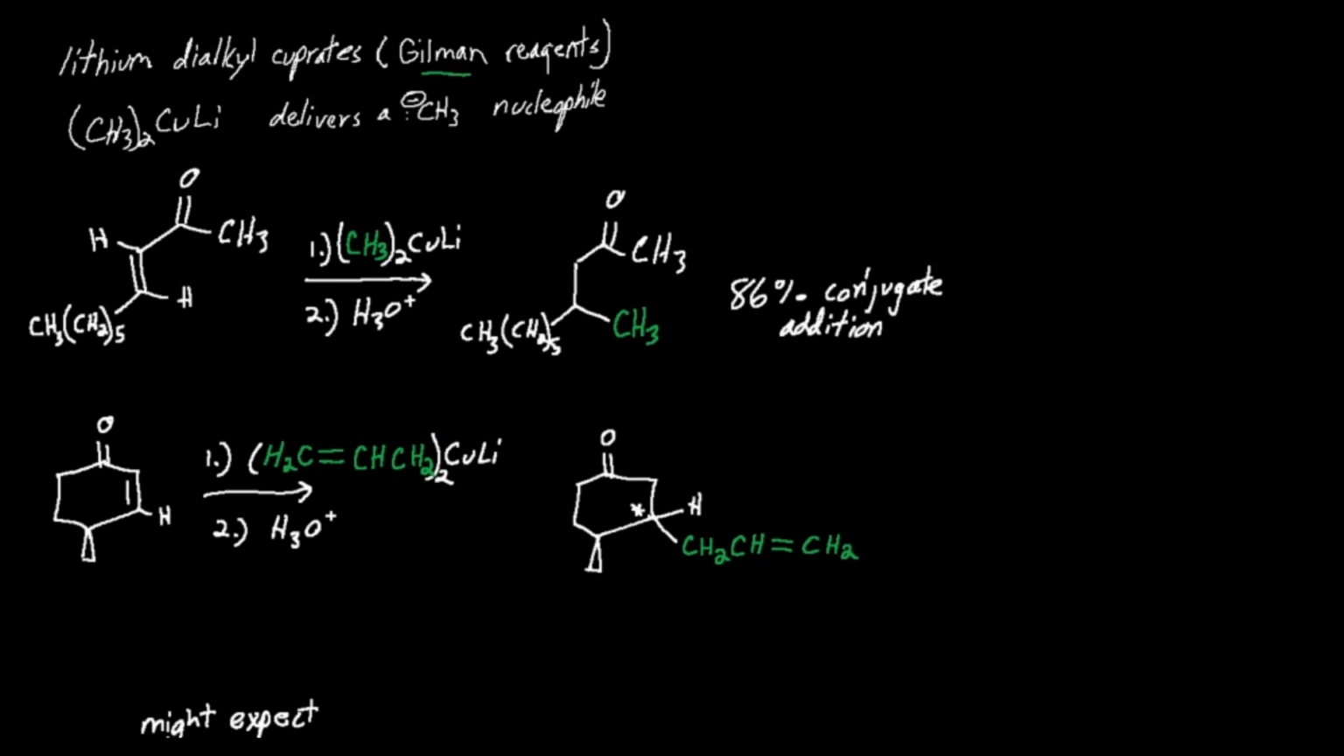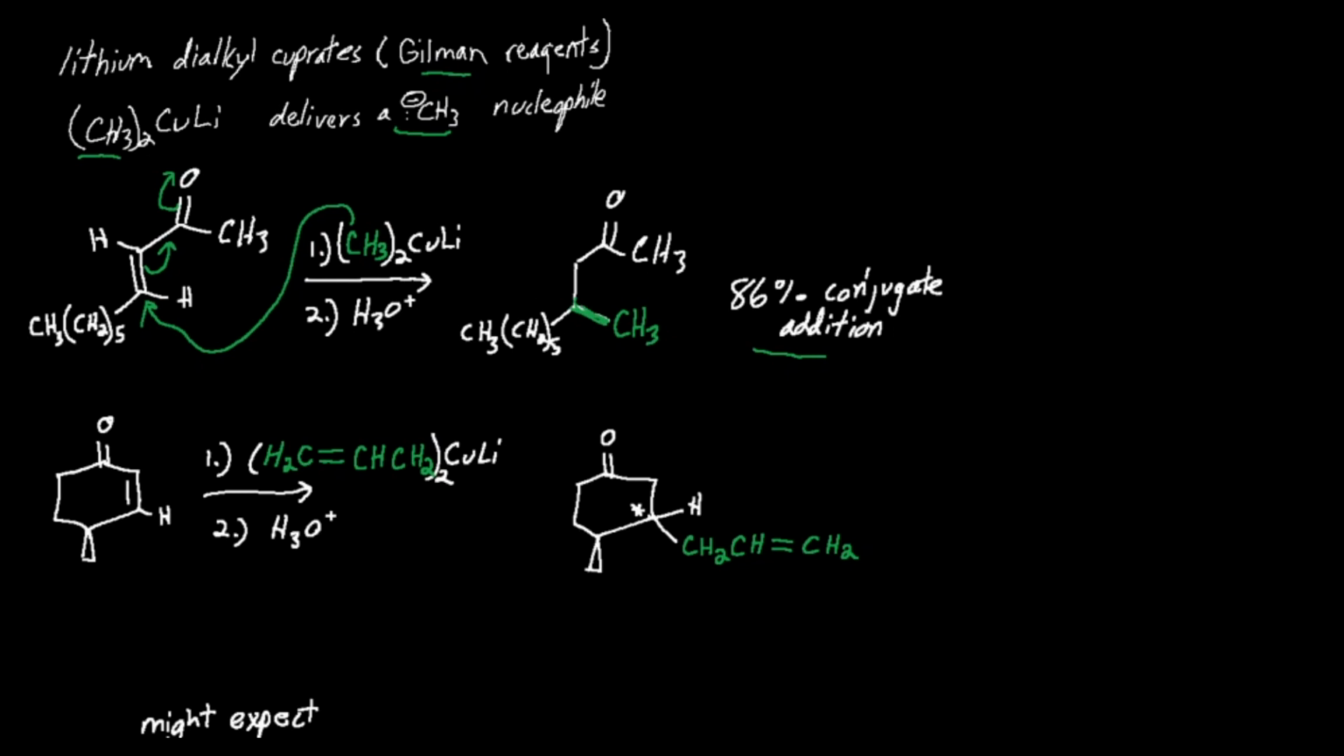This is a copper lithium reagent that has two alkyl groups attached to it, if you notice here, that can deliver the equivalent of a methyl anion in this case. And so we use that in the first example here, where this methyl anion will go with high selectivity to the beta carbon, kicking these electrons up, kick these electrons up, protonation and so forth, 86% conjugate addition. That's pretty high specificity, creating this new carbon-carbon bond.